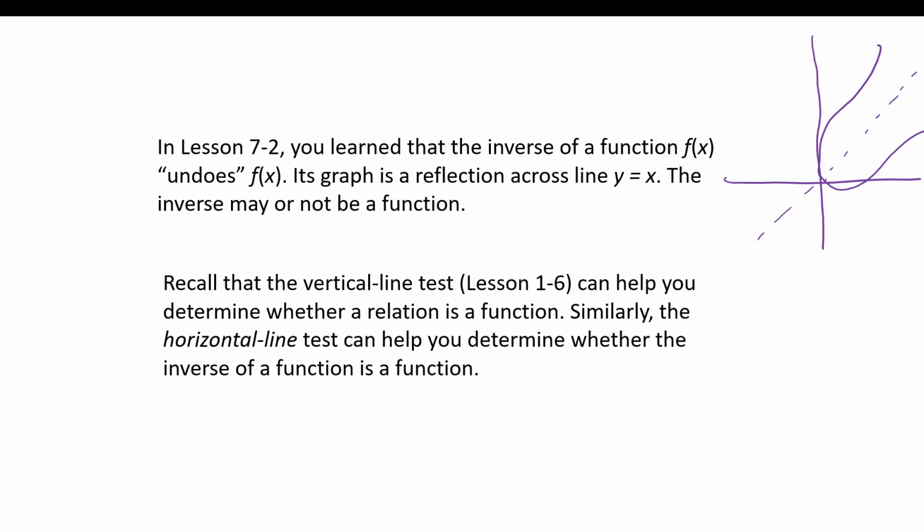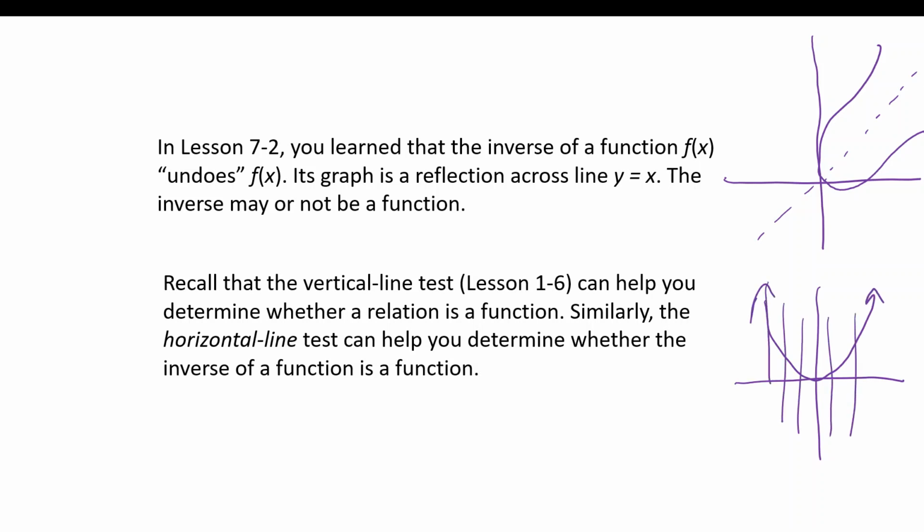Recall that the vertical line test can help you determine whether a relation is a function. So let's take a look at that. Remember, we had our function, our graph. Let's say it's a parabola in this case. And we used our vertical line test to make sure that every x was only paired with one y. And in this case, there's only one y for every x. And so that told us that this was a function, okay, the vertical line test. Similarly, the horizontal line test can help you determine whether the inverse of a function is also a function. So let's talk about that next.